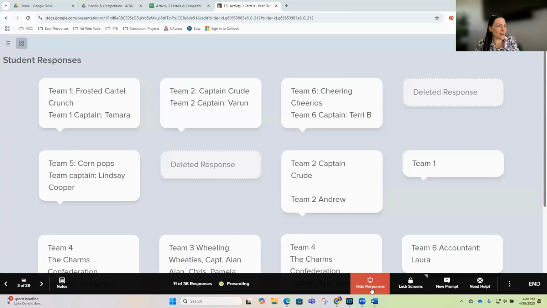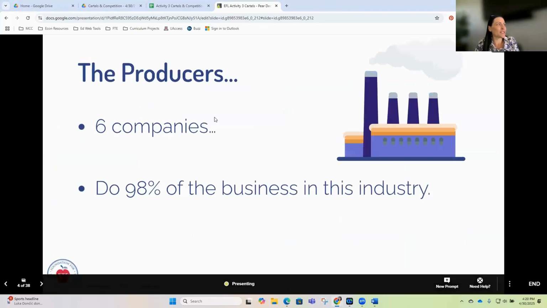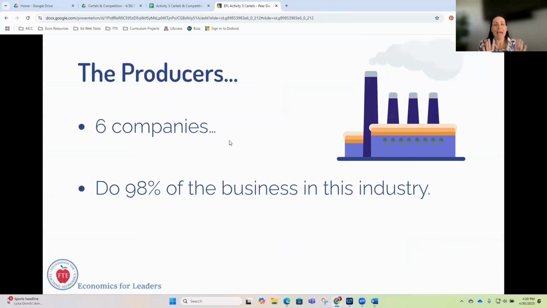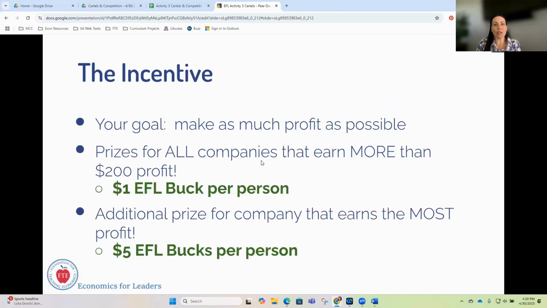All right, let's go ahead and move to our next instructions. So in this activity, there are 6 companies, and your 6 companies make up 98% of the business in the industry. So your goal, to keep it simple, let's just say you produce oil, okay? And your 6 companies, there are other small producers, but your 6 companies dominate the market. You've got 98% of the market.